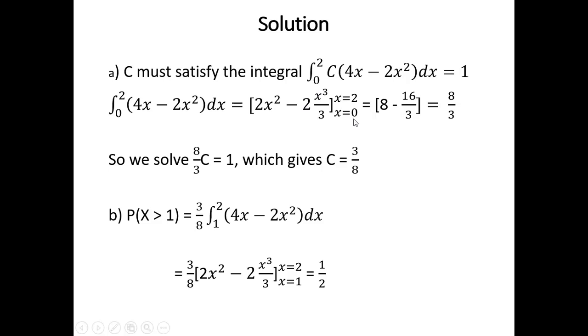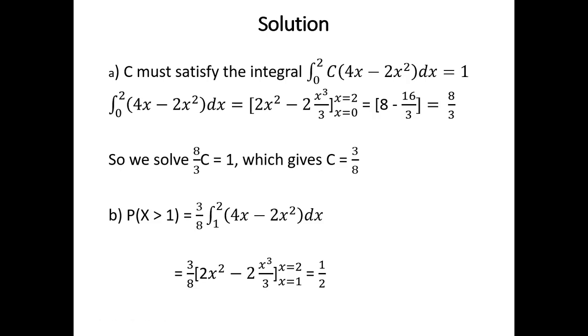The limits of integration, x is going from 0 to 2. So when x is 2, this becomes 2 times 4, which is 8. And then this term here, 2 cubed over 3 times 2, so 16 over 3. If I think of the 8 as 24 over 3, then I know I have 24 minus 16. So I'm left with 8/3.